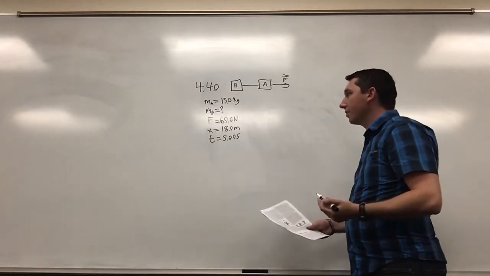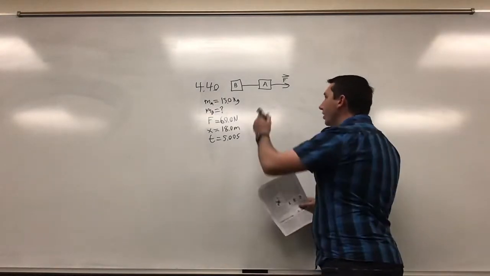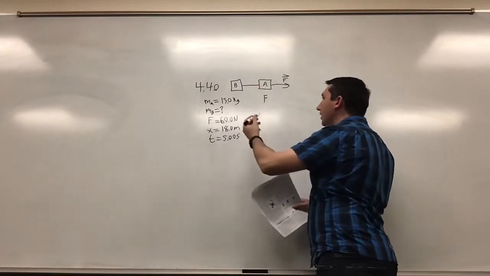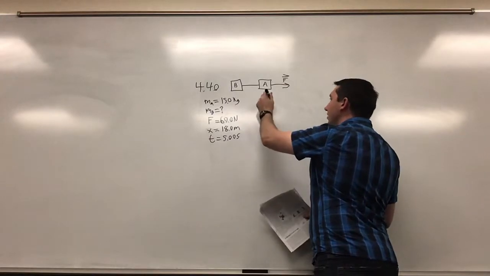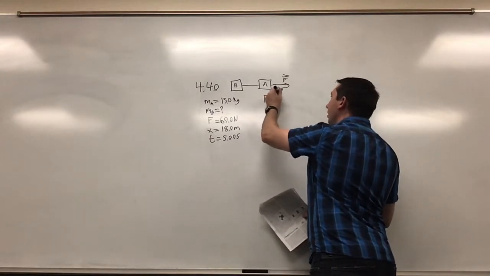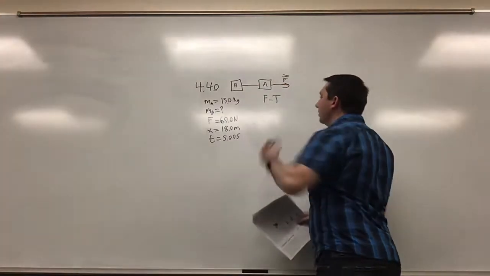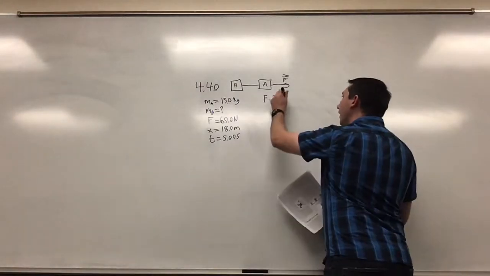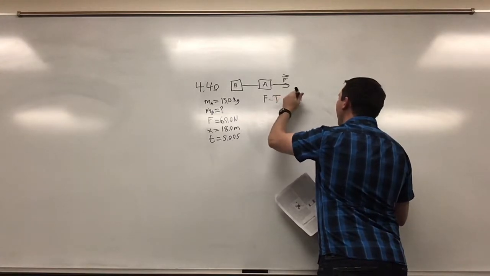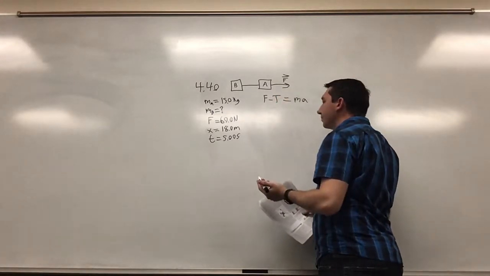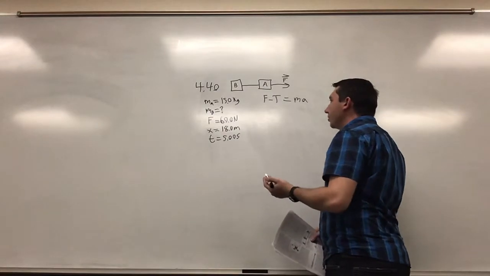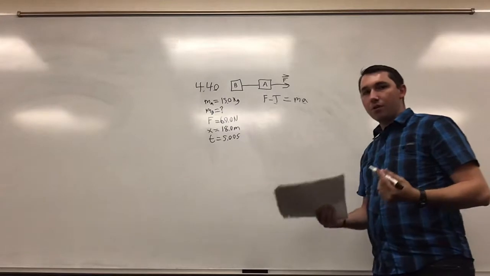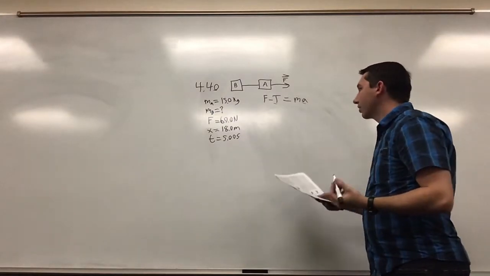So we know that if we just look at block A, the net force is going to be equal to the force pulling on it minus the tension. And we don't have to include friction because it's a frictionless surface. And that is going to be equal to the mass times the acceleration. So in this, we don't know what the tension or the acceleration is. But with another equation, we can find one of them.